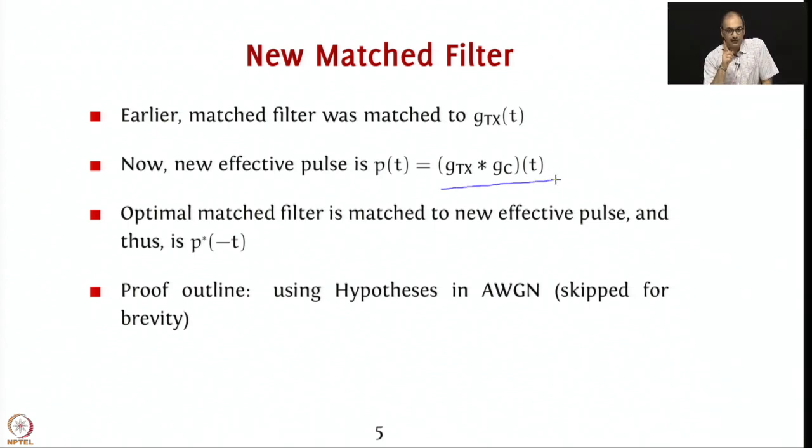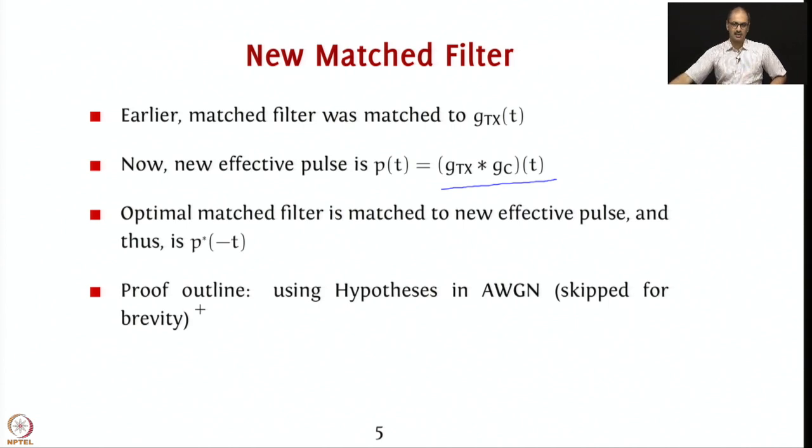Now, the optimal matched filter at the receiver is something you have to consider. It turns out that the optimal matched filter is matched to a new effective pulse p(t), which is obtained by convolving g_TX and g_C. The proof outline is similar. You just have to use hypothesis testing in AWGN. But intuitively, what you are doing is minimizing the norm squared of the received minus the transmitted, and if you expand the norm squared, you end up getting g_TX convolved with g_C terms. This is something that is skipped for brevity, but the intuition is that the pulse is spread using p(t) now, so p*(-t) is the natural matched filter.